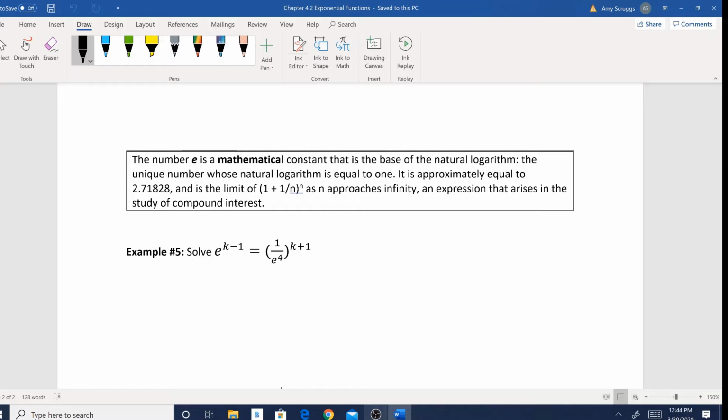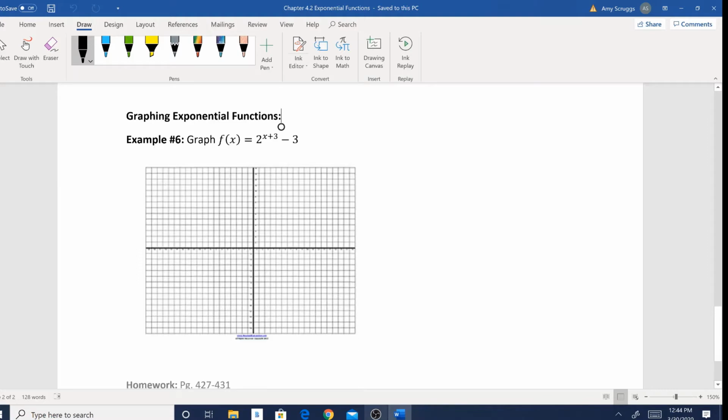But when we're working this out, the E, even though it's not a variable, you just kind of treat it like a variable until it's time to change it. But I just wanted to make sure that we were all aware of that. And you do have an E on your calculator, or at least you should. Okay, so let's graph our exponential function here.